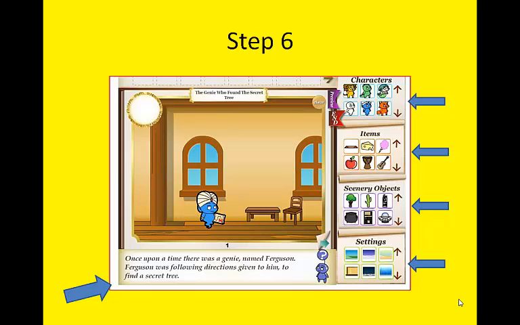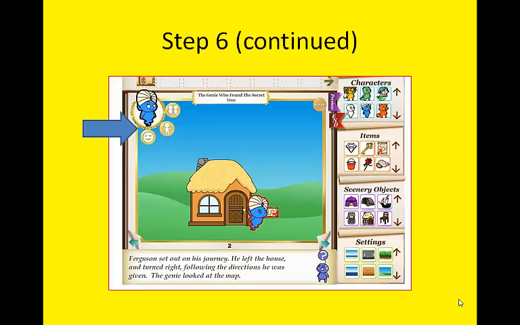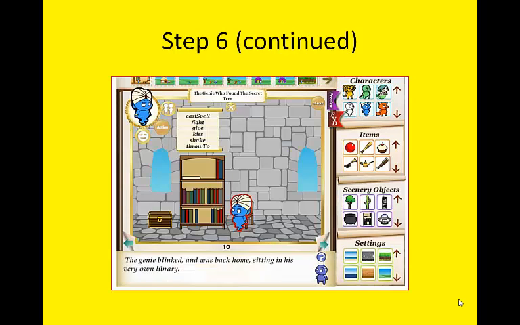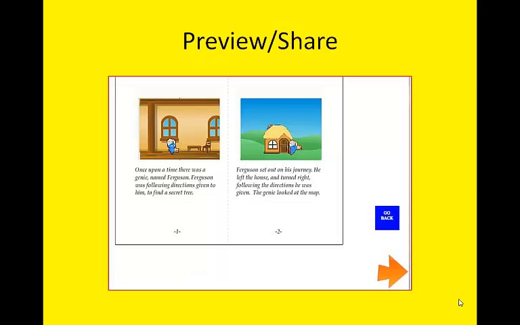Still sticking with step 6, you will see as you continue that you can change how the character moves and shows emotions. Again, you can see how numerous options are provided so that your story has interaction. After writing your story, you are given the option to preview or share your story with others.